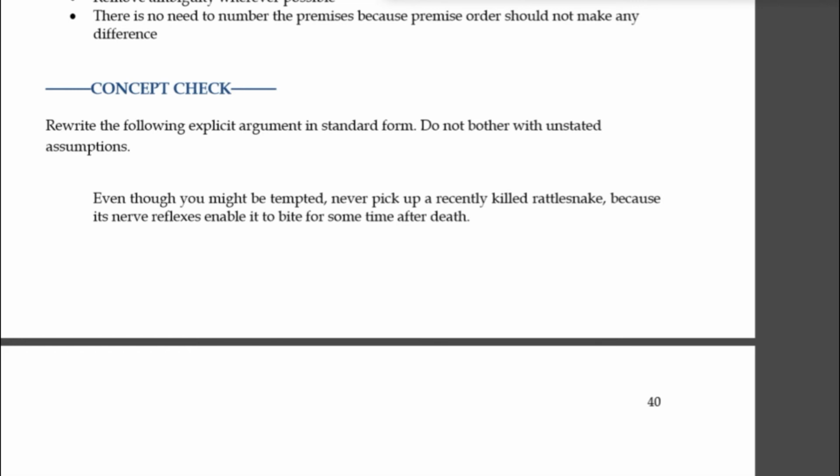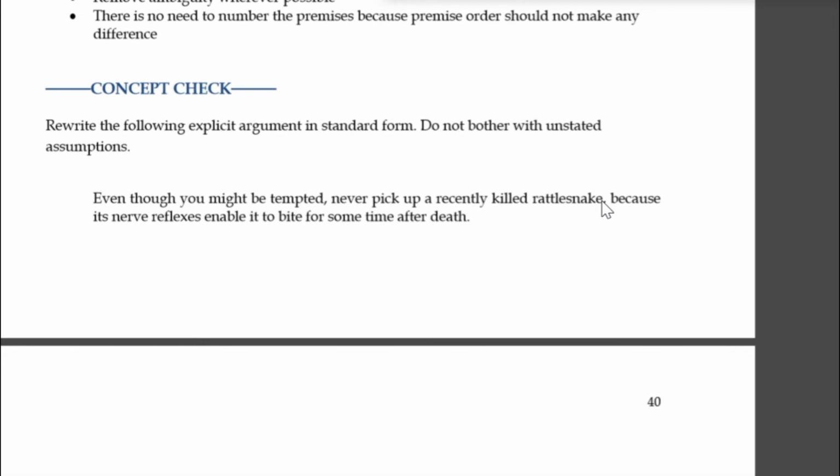All right, but what is the conclusion here? So what I would advise doing to find the conclusion is to try to identify what the speaker is trying to convince you of. What is this person trying to get you to believe or do? Right? Never pick up a recently killed rattlesnake. That's what they want you to take from this. So that's going to be the conclusion.